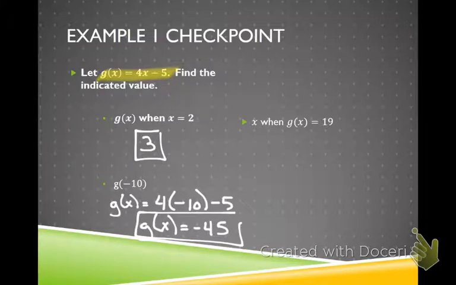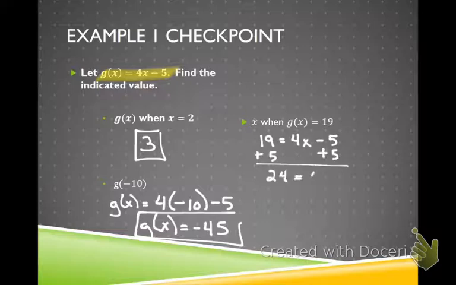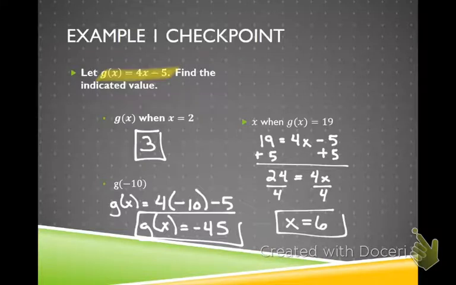Okay, on the third one, now it clearly says find x when g of x equals 19. So you plug in 19 for g of x, add 5, and divide by 4. X equals 6. All right, who got all 3? Did anybody get all 3 correct? Okay. All right, so that's example 1 checkpoint.